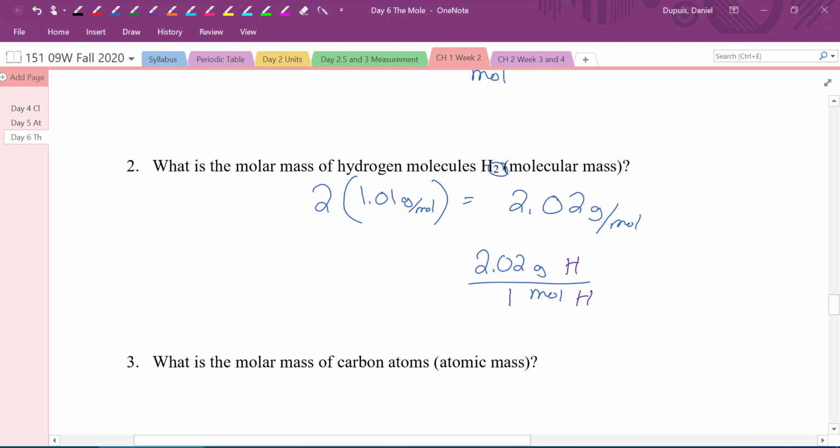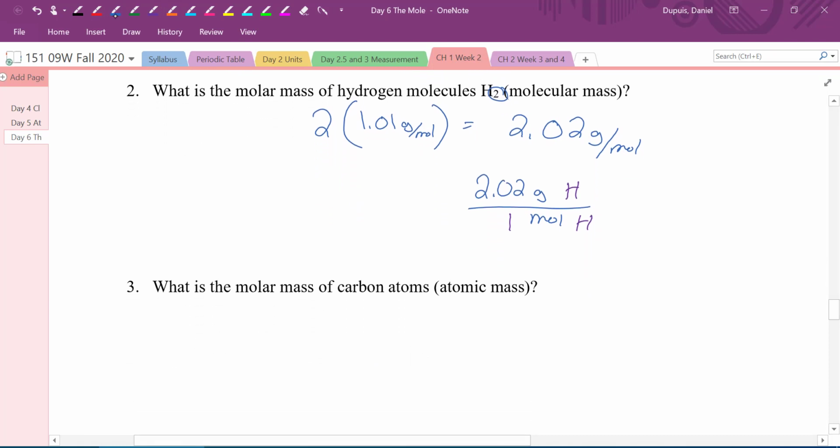All right. Number 3, what's the molar mass of carbon atoms? All right, the atomic mass. Look at carbon, it's number 6, C, right? Carbon is C, and that's 12.01 grams per mole.